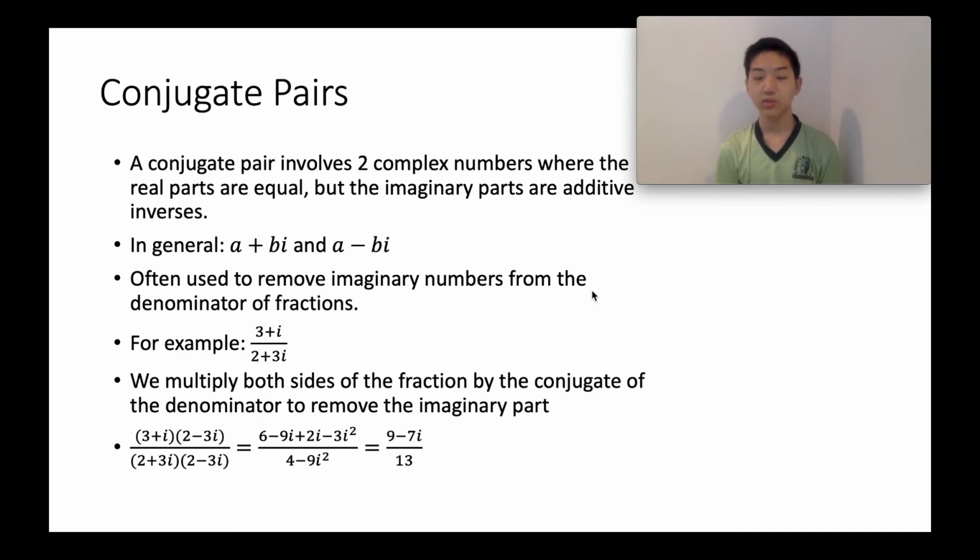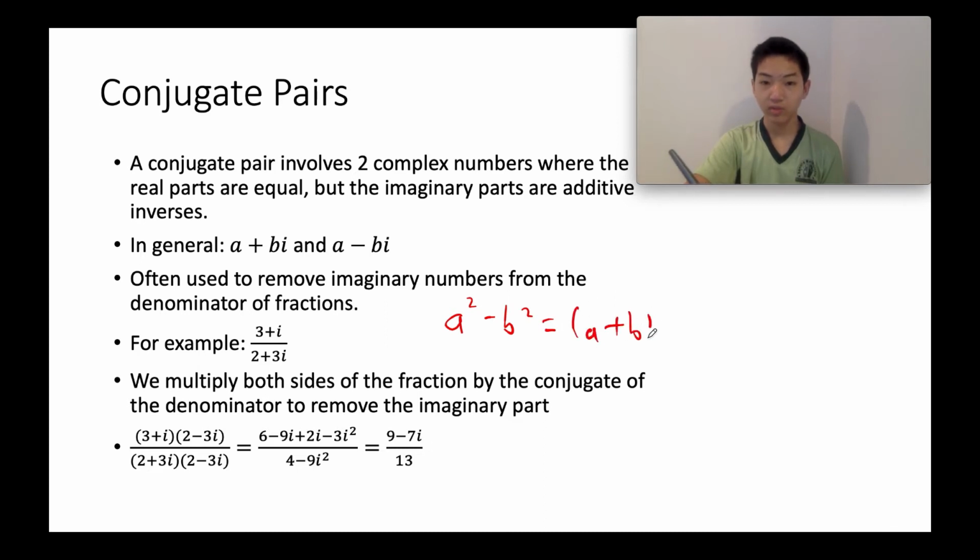The reason why this works is because of the difference of two squares formula. Basically, if you have a squared minus b squared, that's equal to a plus b times a minus b, in case you do not know that. That's called the difference of two squares.